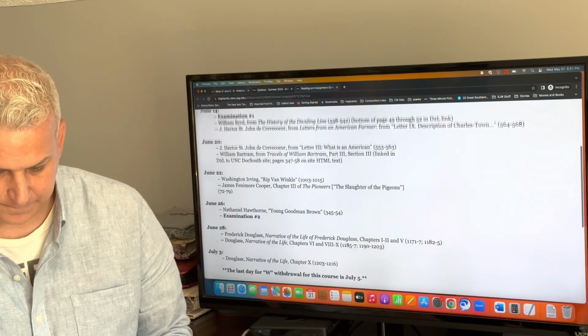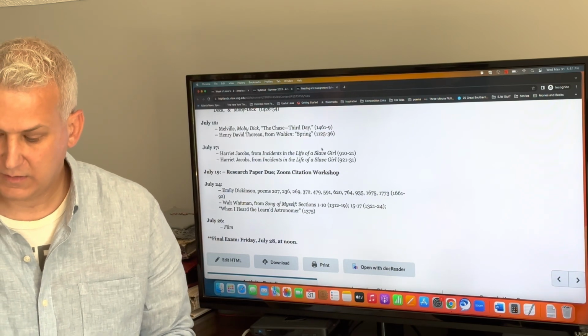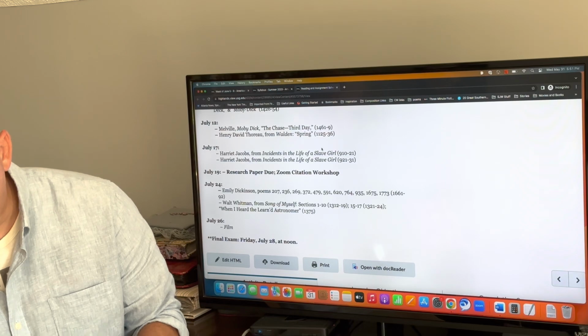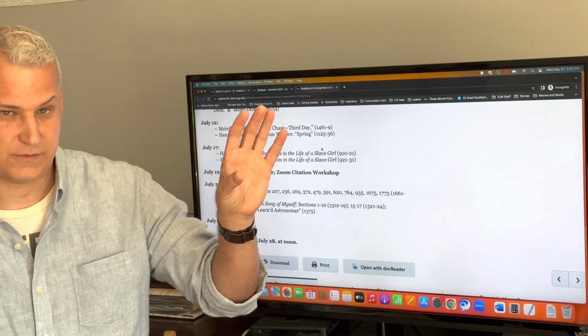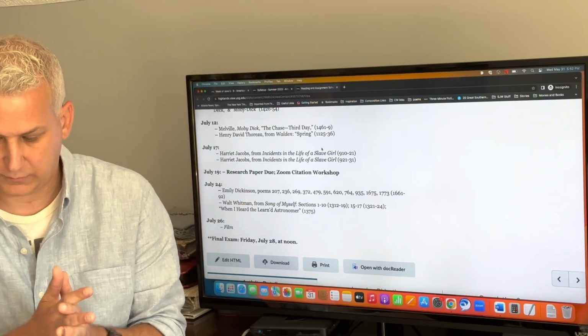Those are the only fixed dates for this class for all summer semester, and that's all the work for the course. The 3 exams, the research paper, and the response papers. Those are the big grades for the course.